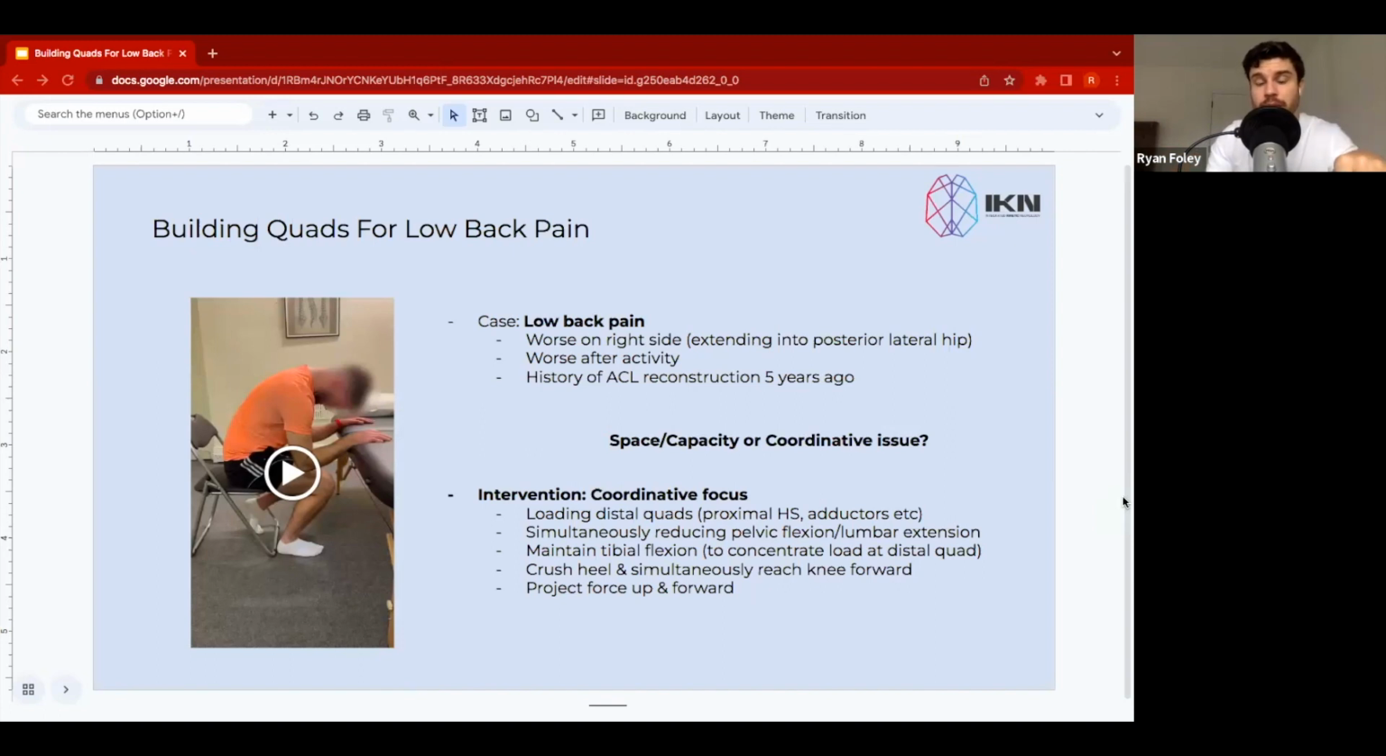There was a history of an ACL reconstruction 5 years ago, and the client underwent rehab, progressed back to sport, progressed back to running. Okay, but I'll tell you now, typically when we have a client that has a history of an ACL reconstruction or any kind of knee surgery, very, very often we find that the client continues to express poor load capacity through the quadriceps, particularly the distal quadriceps, which can be highlighted through the behavior of the tibia.